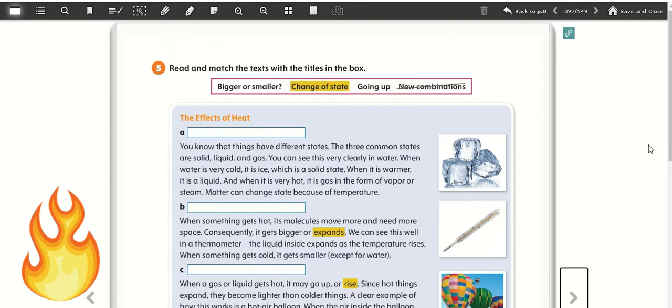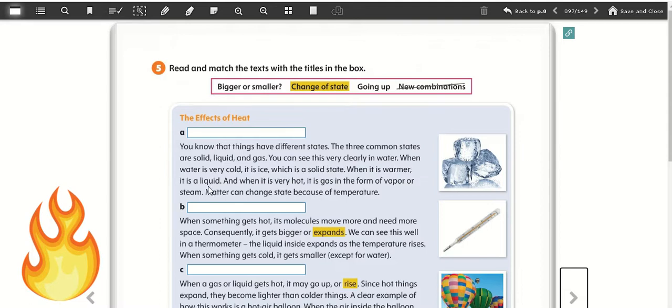Today, chicos, we're going to be working with the effects of heat, the consequences, what happens after we have heat. So if you see here in letter A, we're going to see which it's letter A. So you need to have your book and a pen or pencil so you can complete this. So it says the first one, you know that things have different states. Do you remember the three states? Solid, liquid, and gas.